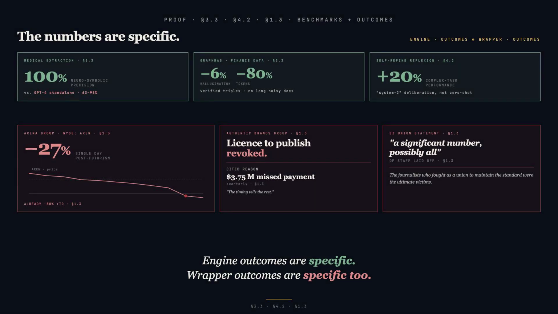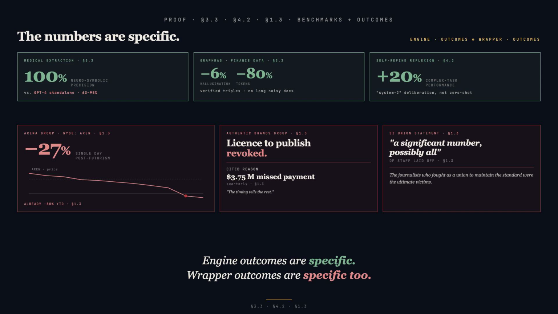The numbers are specific. In the medical domain, neuro-symbolic systems have achieved 100% precision on clinical extraction, against 63 to 95% for standalone GPT-4. GraphRAG on finance data delivered a 6% reduction in hallucination and an 80% decrease in token consumption, because the model no longer reads long, noisy documents. It consumes precise, verified triples. The self-refine reflexion loop improves complex task performance by over 20%.